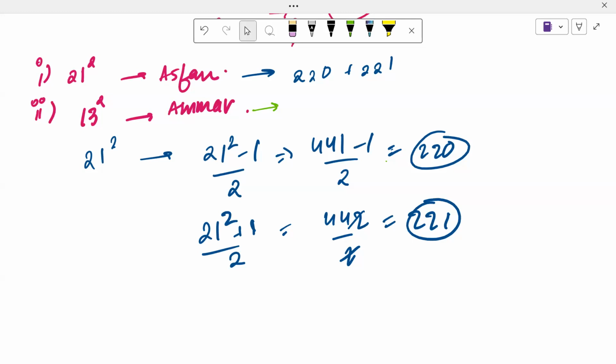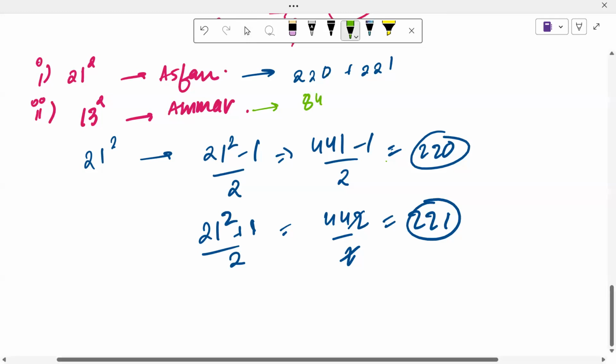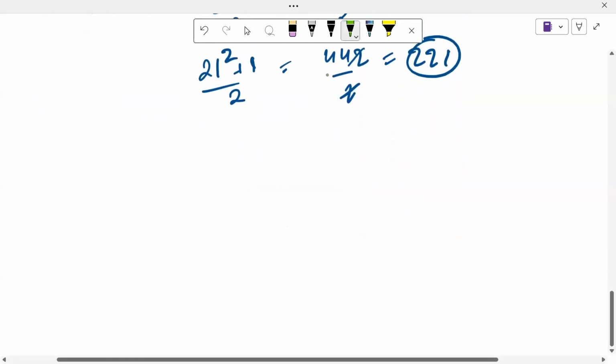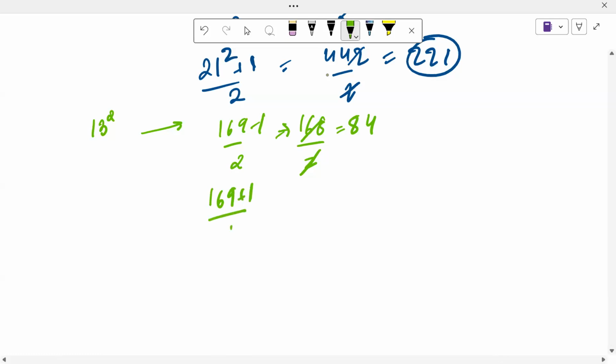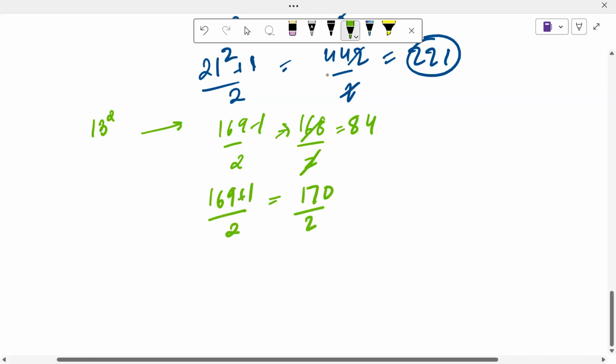Come to page 57 of your book. Ma'am, 84 and 85. Okay, let's check it. What is 13 square? 169. Yes, so first you do 169 minus 1 upon 2, you get 168 upon 2, which is 84. Then 169 plus 1 upon 2, you get 170 upon 2, which is 85. Okay, your answers are correct.